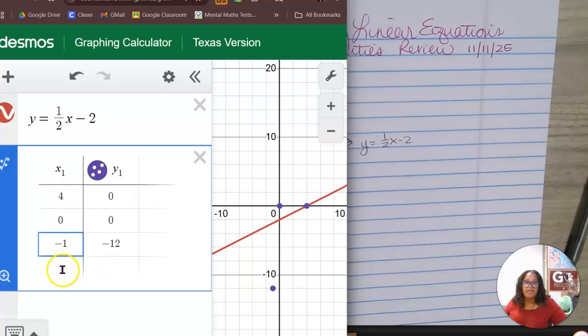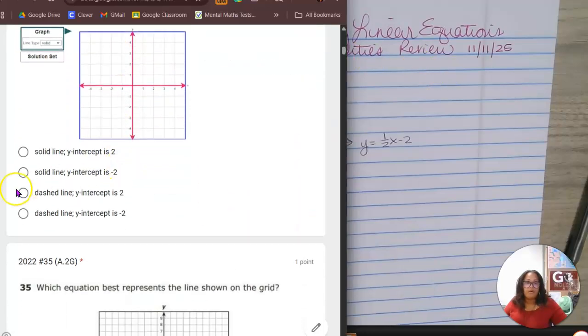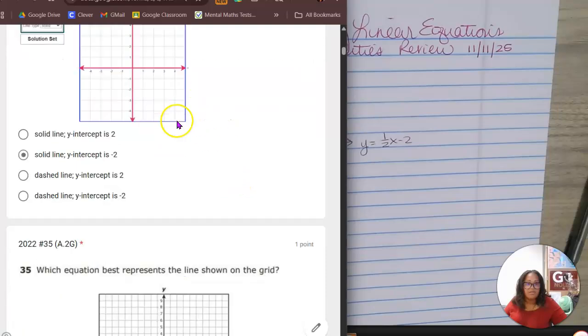So I need to be able to identify what points are in the solution set and which ones are not. This one would be a not. These two would be solutions. So when it says, is this in the solution set, or which coordinate pair or ordered pair is in the solution set, this is what I'm looking for. So solid line, y-intercept is -2 would be my answer here. Let me double check, yes.